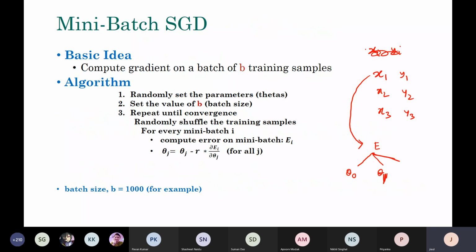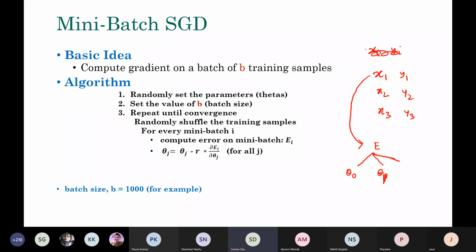Anyway, the point is that you take one sample and compute one error function based on that. Then you update all these parameters based on that error function. For theta0, you take the derivative of E with respect to theta0 and update. Similarly for theta1, same error function. From the sample you compute the derivative and update, and then theta2, theta3, theta4, and so forth. Then you go back, take the next sample, which is x2, y2, and do the same procedure.